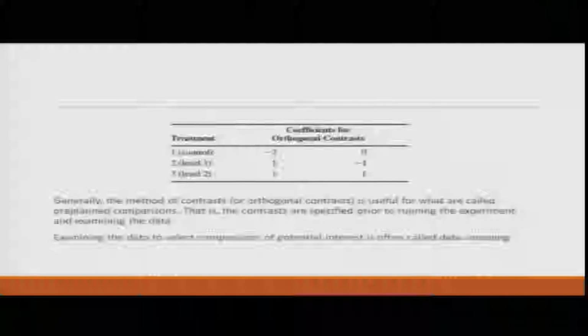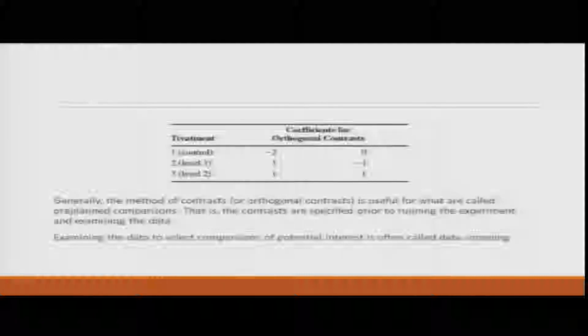So, considering the orthogonal and the combined orthogonal contrast. If you have treatments where 1 is under control, 2 is at level 1 and 3 is at level 2, the coefficients of the orthogonal contrast are given in the table. So, these values are respectively -2, 1, 1, going through the column, and the other values are 0, -1, 1.